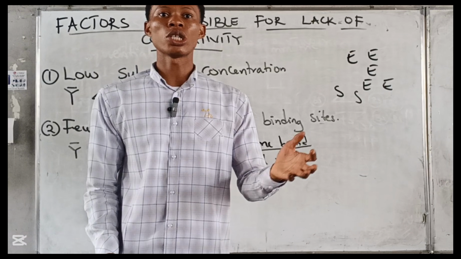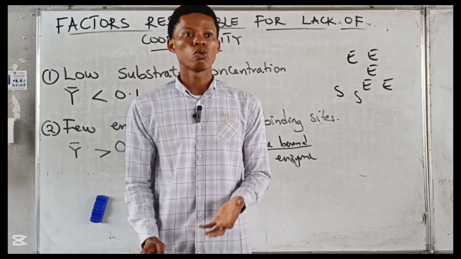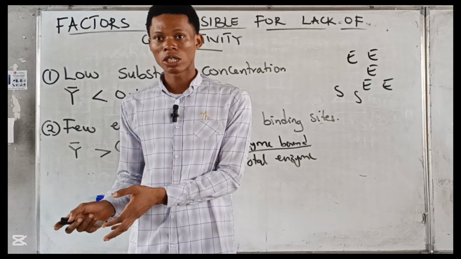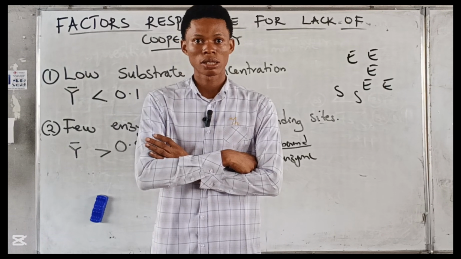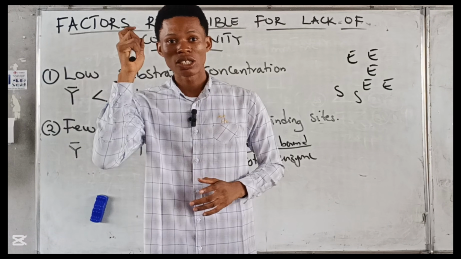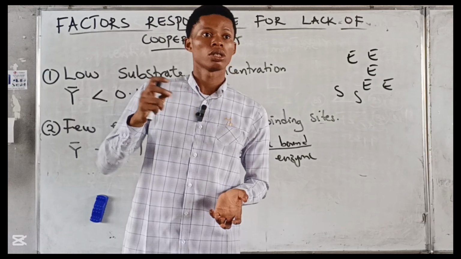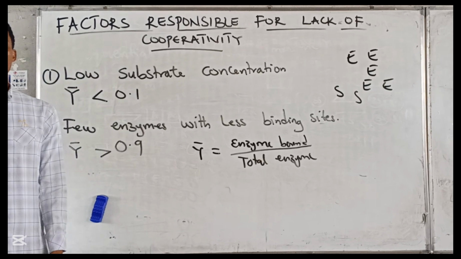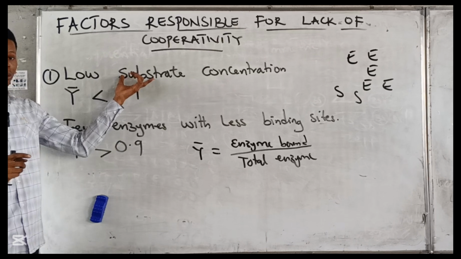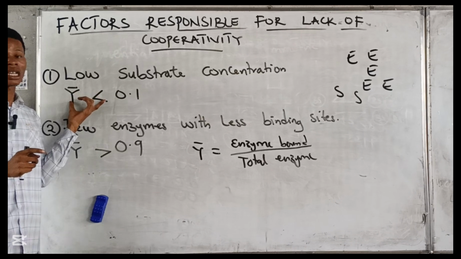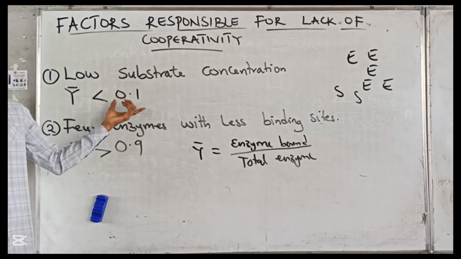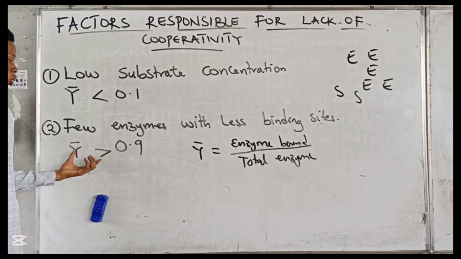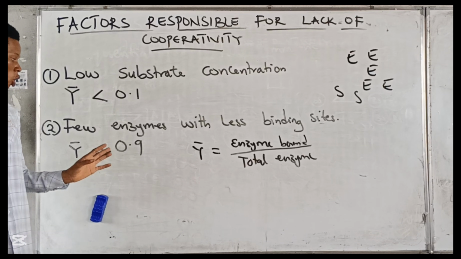So if fractional saturation is below 0.1, which one is low? Substrate, is it not? If it is above 0.9, which one is high? Which one is high? Substrate. And which one is low? Enzymes, right? So the two factors responsible for lack of cooperativity: low substrate concentration, that is seen when fractional saturation is less than 0.1, and few enzymes, that is seen when fractional saturation is greater than 0.9.